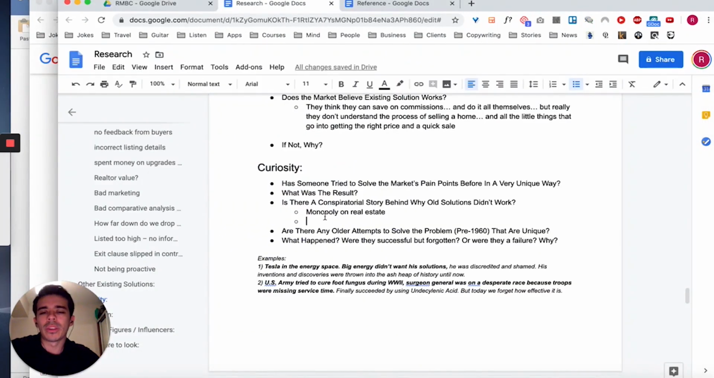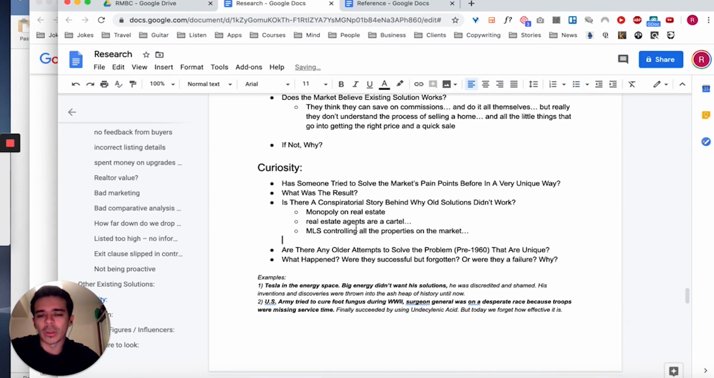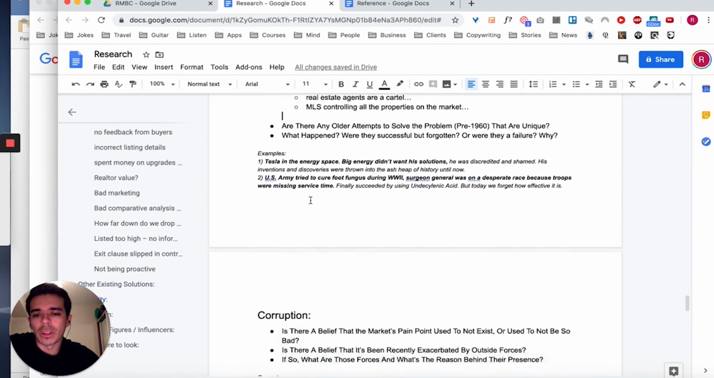Okay, yeah, but that was the central idea that they had, sort of like a cartel. Real estate agents are a cartel, which is not true. Like the idea of MLS even controlling all the properties on the market. People don't like that, and if you don't go with MLS, then you just don't have a fighting chance to sell the property. And that's just stuff that I found as I was searching generally on Google, and I think you could find those as well.